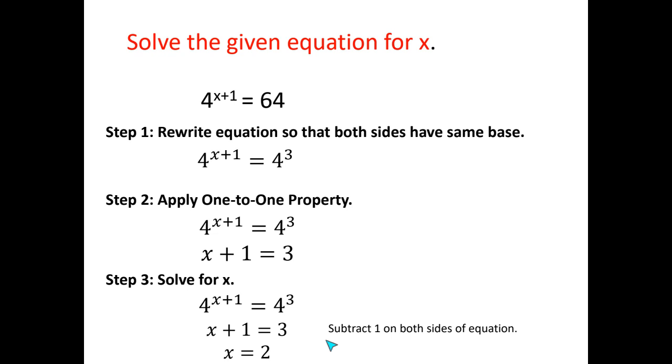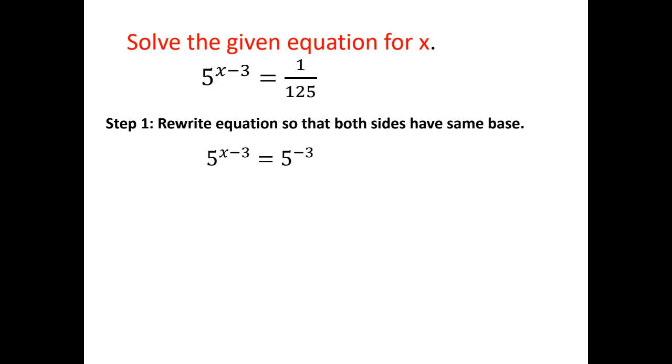Okay. So the one-to-one property is a nice property that can help us solve these types of equations. Again, remember that the big difference with these equations is that your variable is now an exponent. Okay, let's try another one.